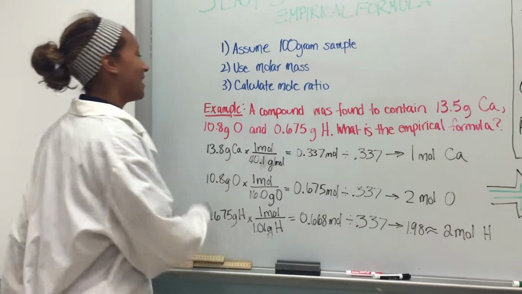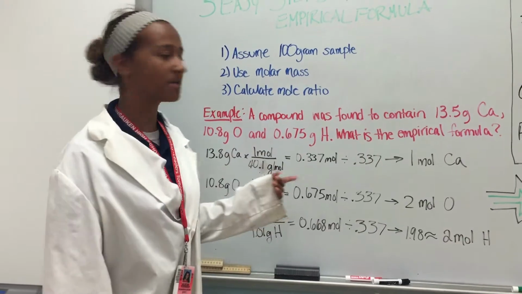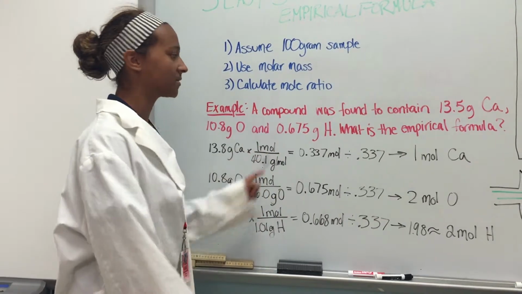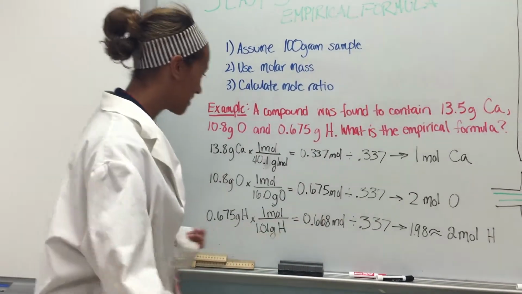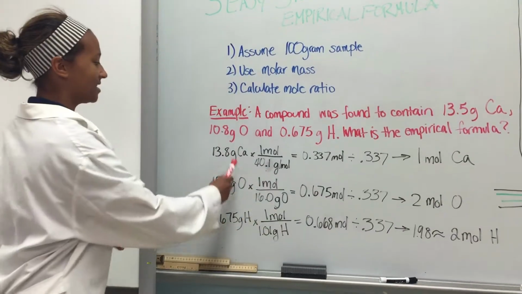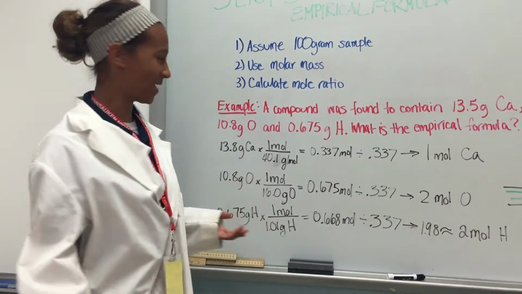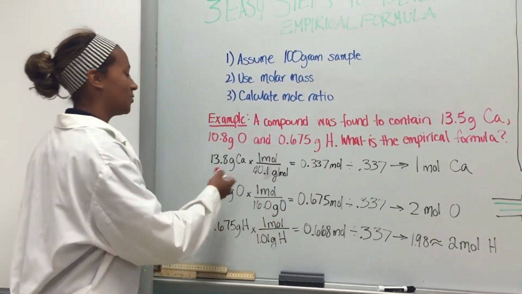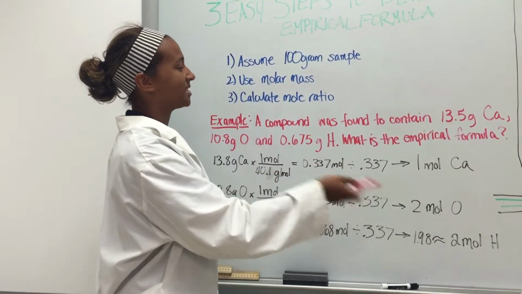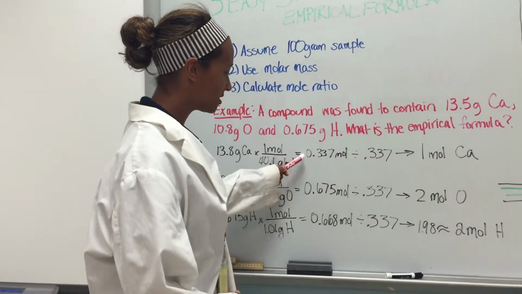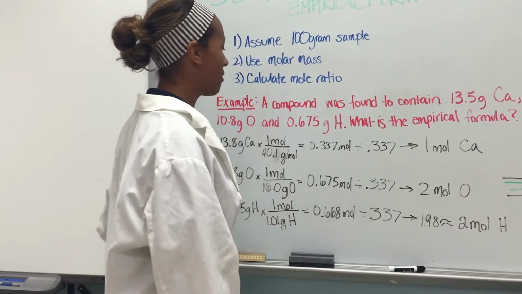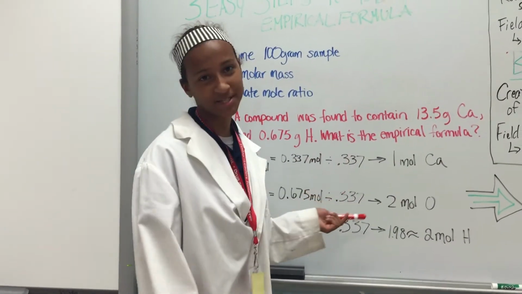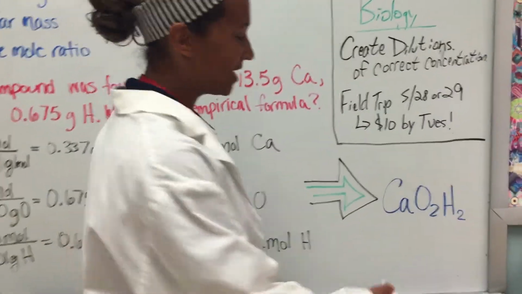Here's an example. A compound was found to contain 13.5 grams of calcium, 10.8 grams of oxygen, and 0.675 grams of hydrogen. What is the empirical formula? So first, we list the given amounts of elements in the problem. Then, using the molar mass, we find the moles present in the problem. Using the smallest amount of moles present out of all of them, you divide to find the mole ratio. This will give you the simplest ratio of elements present in the formula. So put these numbers together and this will be your final answer.